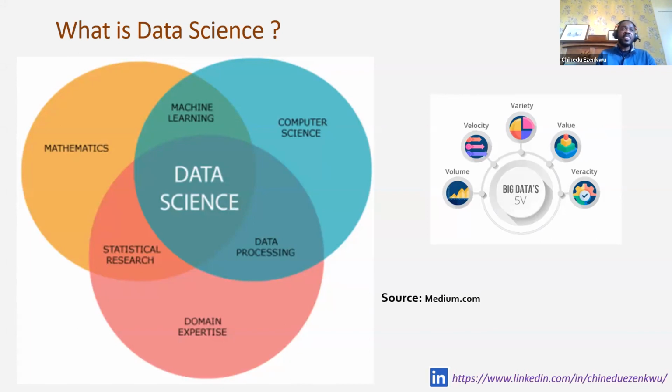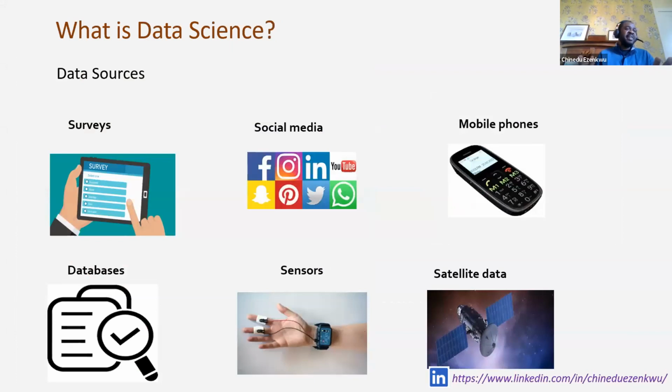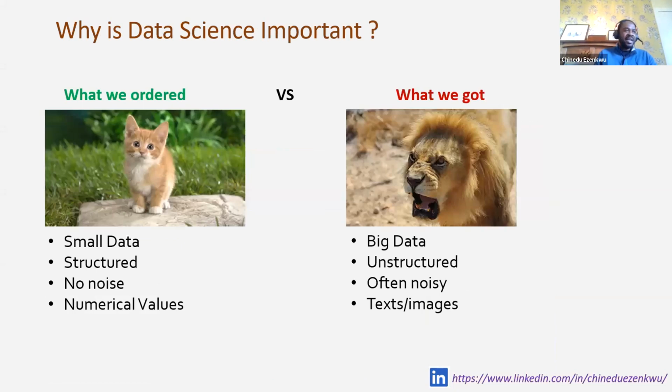So there are different sources of data, as we've mentioned. Some businesses rely on surveys, some get data from social media, some rely on mobile phone data, some rely on transactional data. We could have data from sensors and maybe from satellites. So these are different sources of data that a data scientist could analyze. But data is not always a darling. It's not always as innocent as we want it.